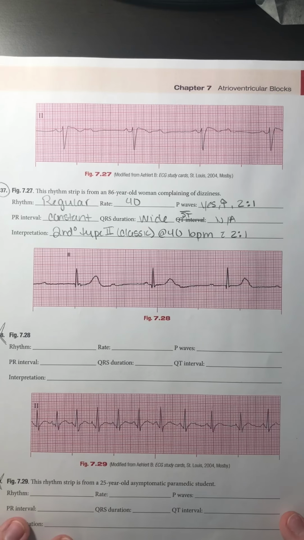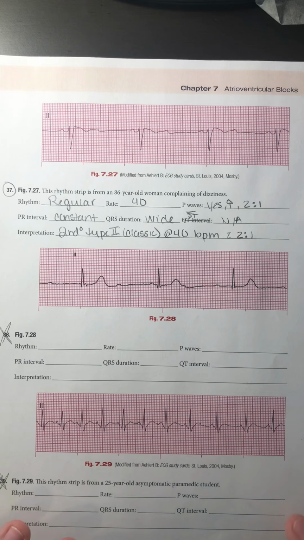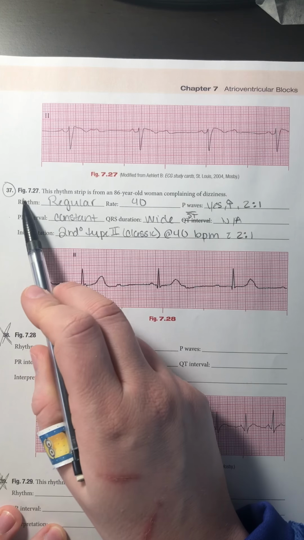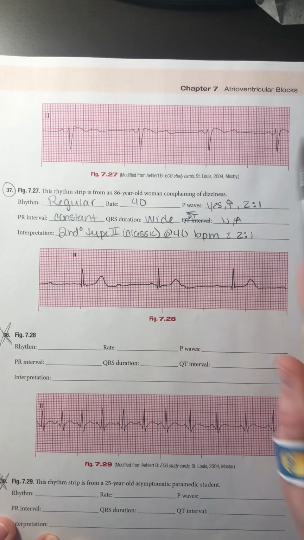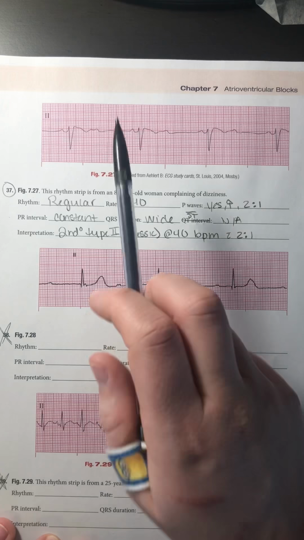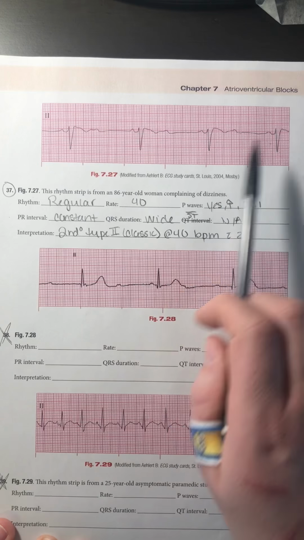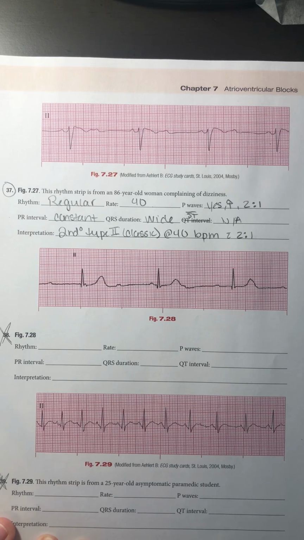Looking at the next page, we're only going to look at the first rhythm up here. This is number 37, or figure 7.27. My rhythm is regular. So again, we're going to cancel out that second degree type 1, that winky back. My rate, I have 1, 2, 3, 4 times 10 gave me that 40 beats per minute.